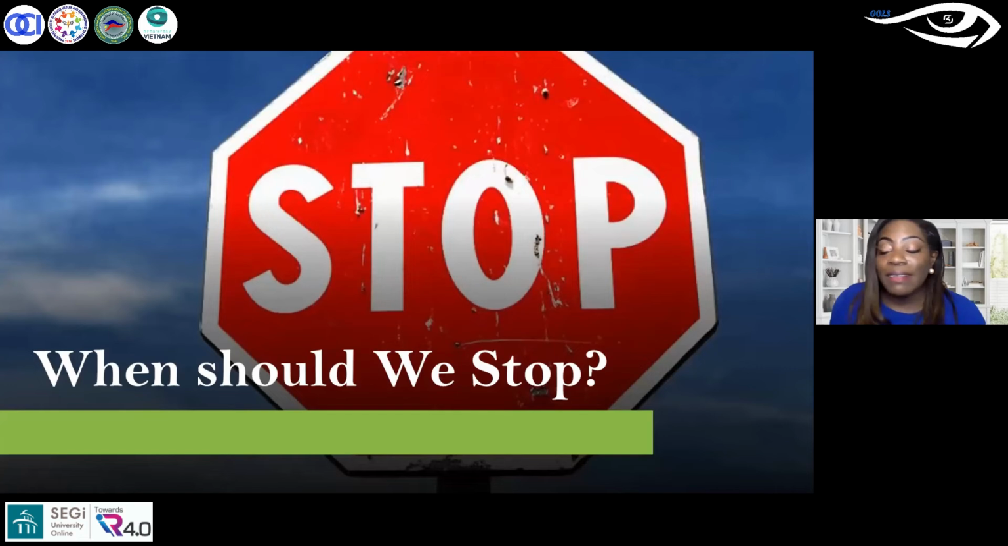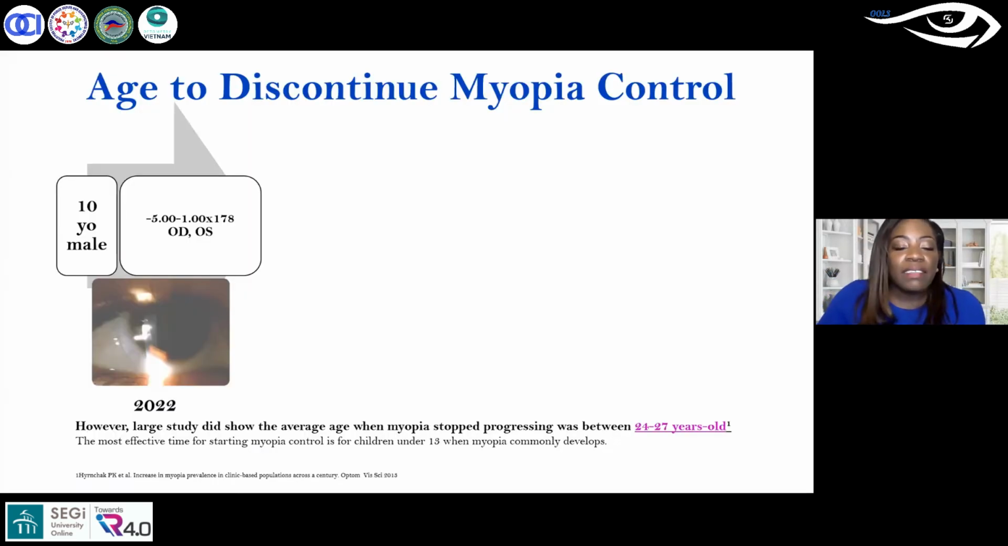So when should we stop? That's also a very controversial question, and we don't have a clear answer on that as of yet. Thinking about Sammy, now he's 10, when should I stop? Or should I even stop myopia control with him, or whoever's working with him now? Because unfortunately, I'm not seeing patients anymore right now. But, when should I stop?